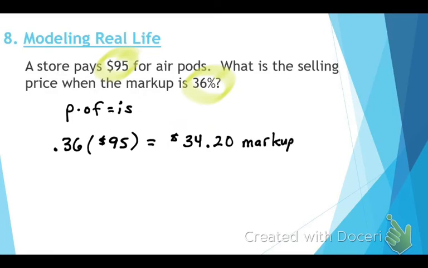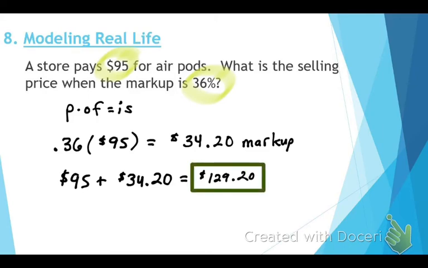That's the markup. Isaac, what is it that I have to do? You have to add it to the original price. You are correct. So I add $95 plus $34.20. Then what is it that they sell it for? $129.20. $129.20 is their selling price.